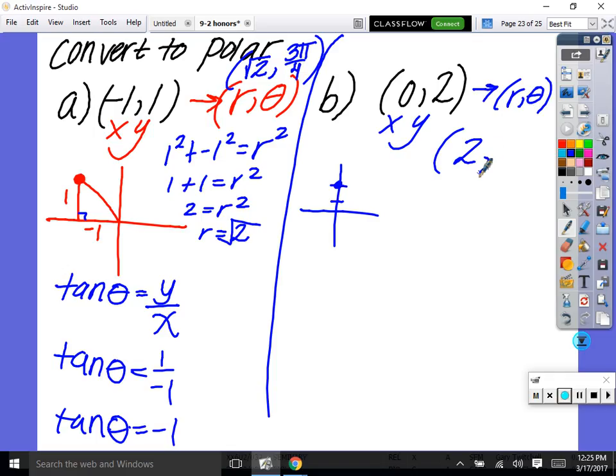Then what's our theta going to be? We don't have a triangle, so we're going to have to just think about it. How can I tell you to get to that point? By using the radian. 90 degrees, very good. And we'll just write it as a radian just because we like it. Pi halves.